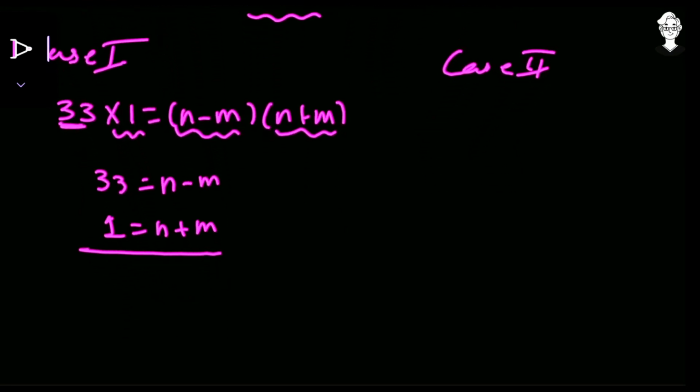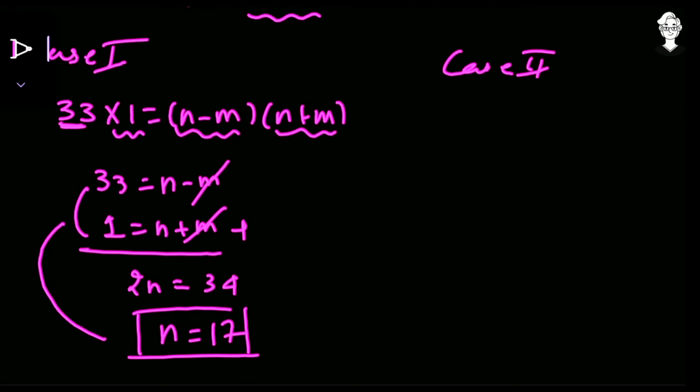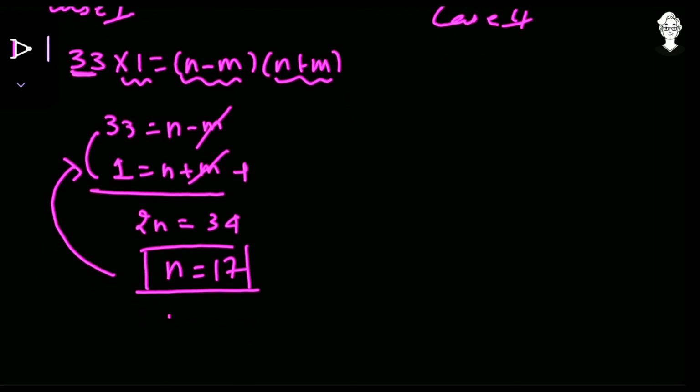When I do so, I have to solve for the values of m and n. We have two equations over here. I will just add both, so m and m cancel. 2 times n is equal to 33 plus 1, that is equal to 34. So I obtain that n is equal to 17. If n is equal to 17, I will put it in either of these equations. So I obtain m is equal to negative 16. Yes, m is equal to negative 16. Let it be clear, m is equal to negative 16.